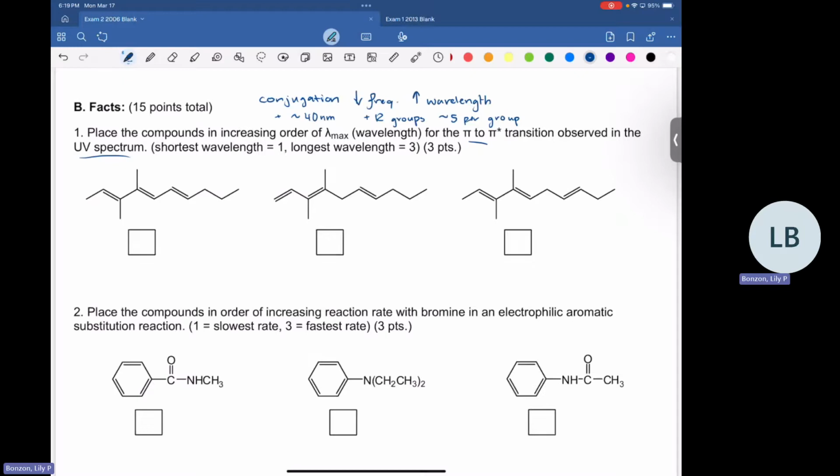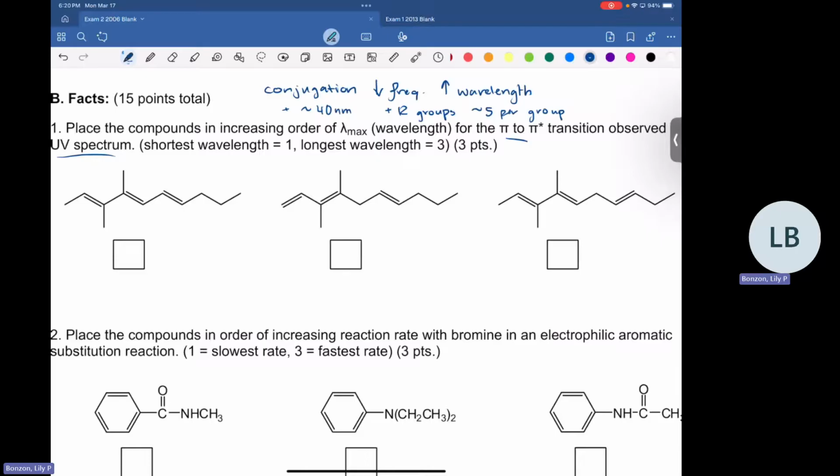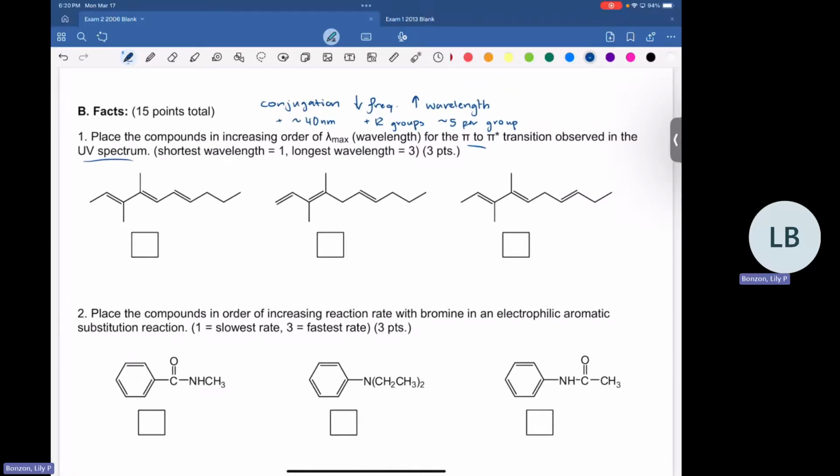So if we had 2 conjugated double bonds, let's say that's 40 because there's 1 conjugation, and then 3 conjugated double bonds, there's 2 conjugations, so it'd be 80. So the bigger factor is conjugation. The more conjugation we have, typically it's going to be better. But the number of R groups could also influence it as well. So we'll just do the question so you can see what I'm talking about.